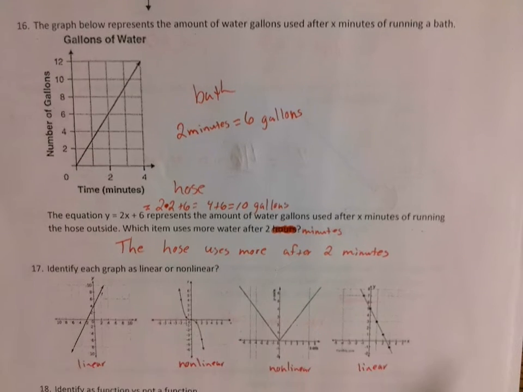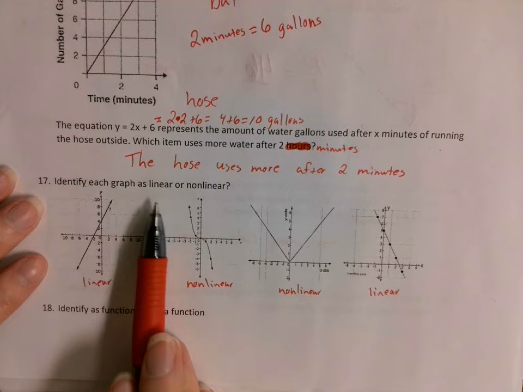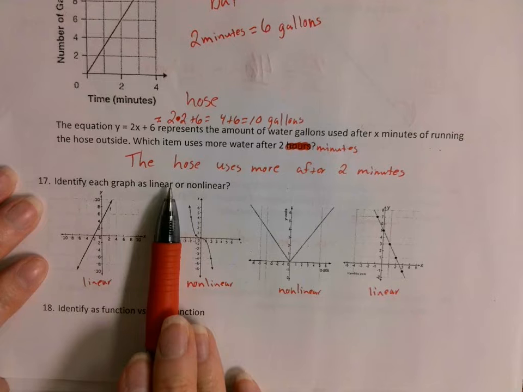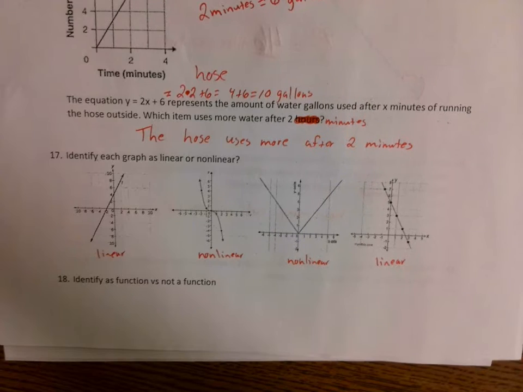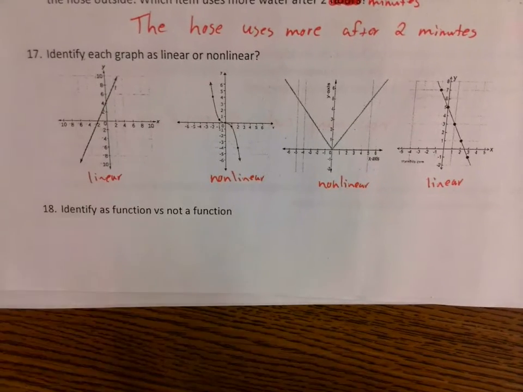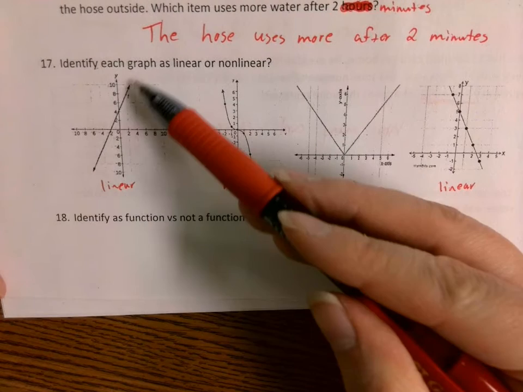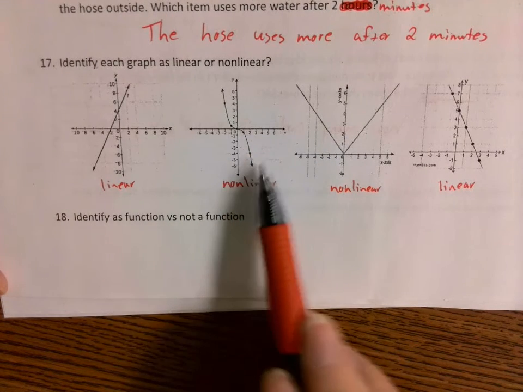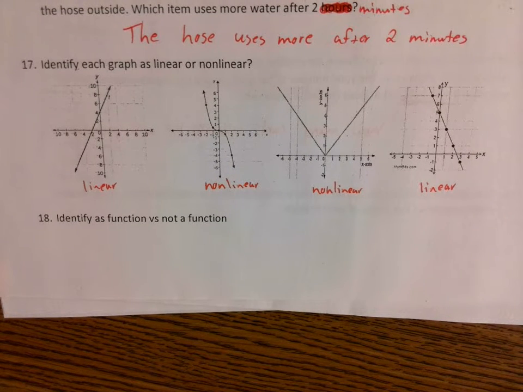Okay? Number 17, identifying if it's linear or not linear. Remember, what was the key word in linear? Linear means what? No, it doesn't mean straight. It's a line. Lines, by definition, are straight, right? I mean, hopefully. They're supposed to be straight if it's a line. So if you see the word linear, you should be looking for a line. So linear, nonlinear, nonlinear, linear. Yes, no, no, yes. All right.